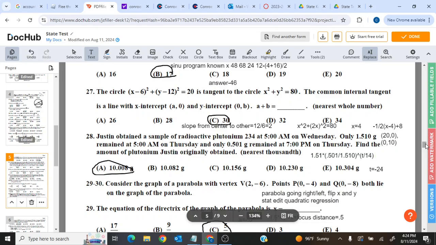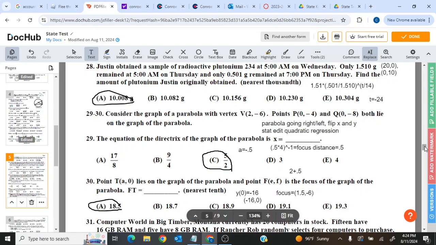39 to 30, consider the graph with the vertex at (-6, 2), where the points (0, -4) and (0, -8) both lie on the graph of the parabola. Well, you'll probably start putting these points into stat edit and then realize you have two y values for a given x, which means the parabola is going to the right or the left. So to make things simpler, we're going to flip the x's and y's, and put into stat edit -6, 2, -4, 0, and -8, 0. Then once you do that, you'll get the equation, with an a value of -0.5.